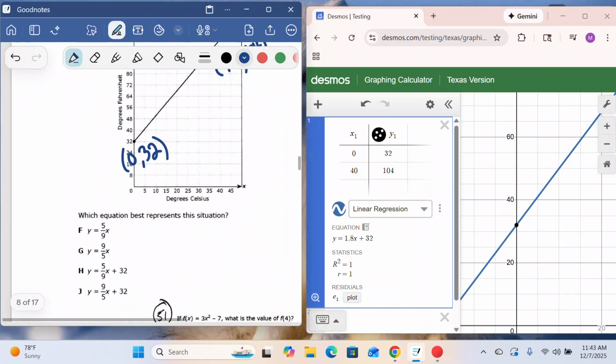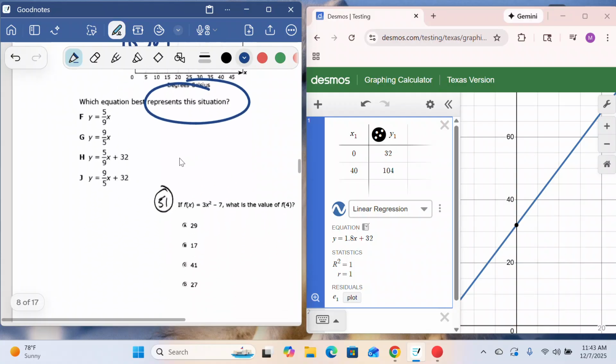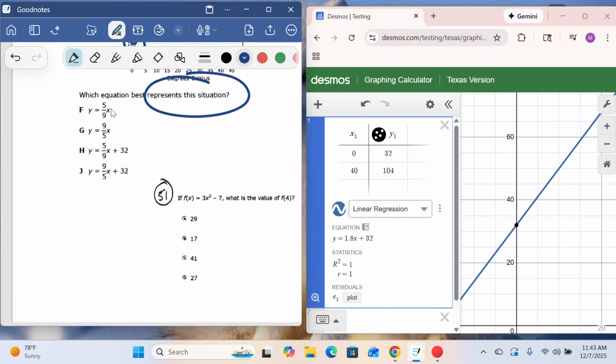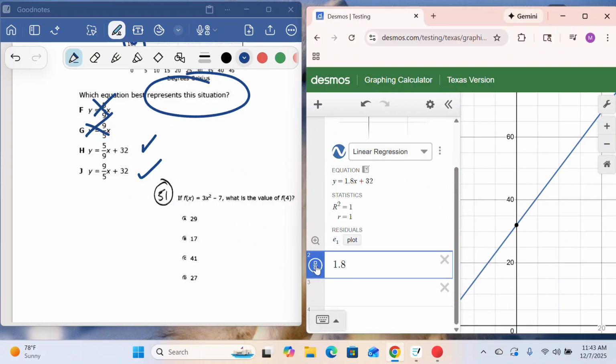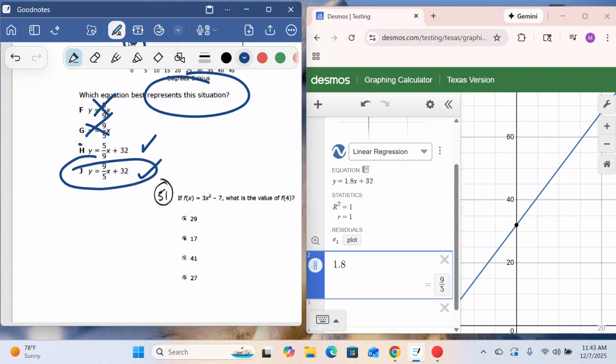So they're asking for which situation best represents the graph. We have x and we have positive 32, so it's either H or J. This one's wrong, this one's wrong. So now I have to determine which one it is. So what I would do is I would put that in there, and I would get my 1.8. And I'm going to get rid of the front part. I would input 1.8, and I would get my fraction right here. And my fraction is 9/5. The only one that's 9/5 is letter J.